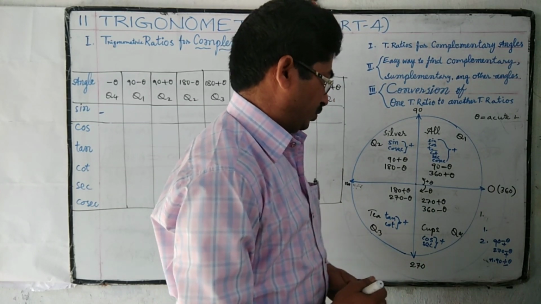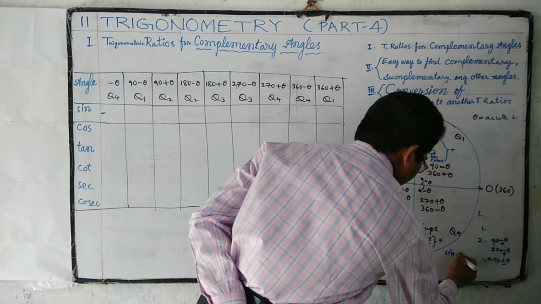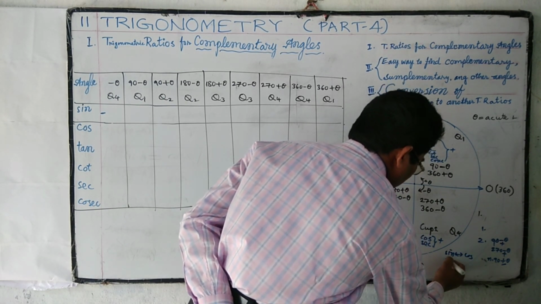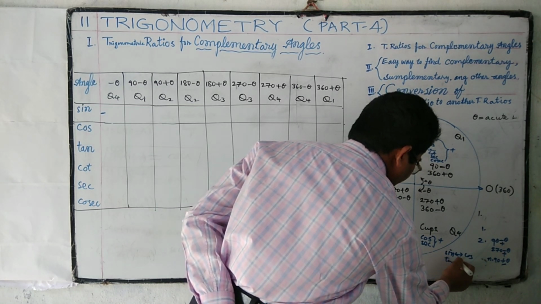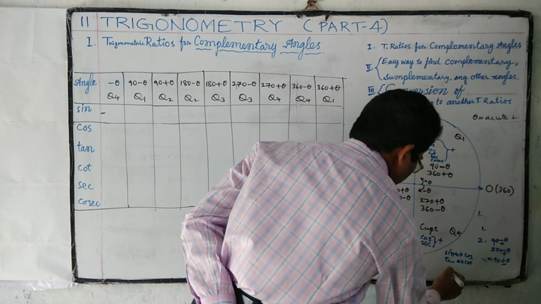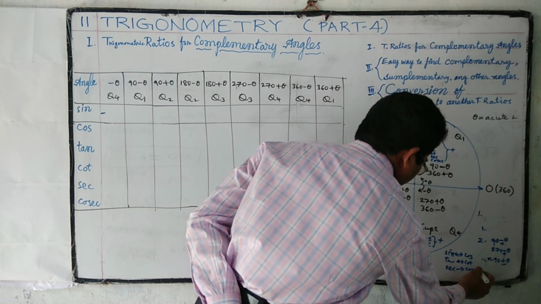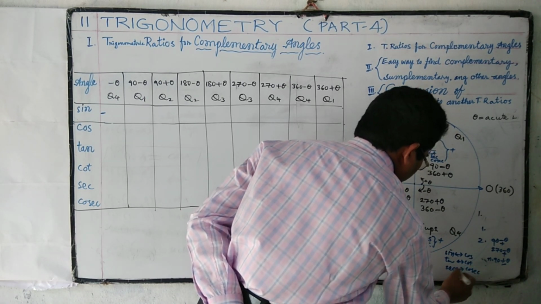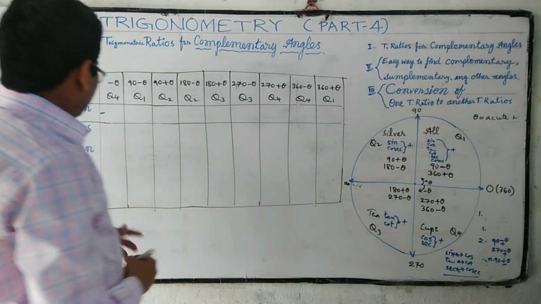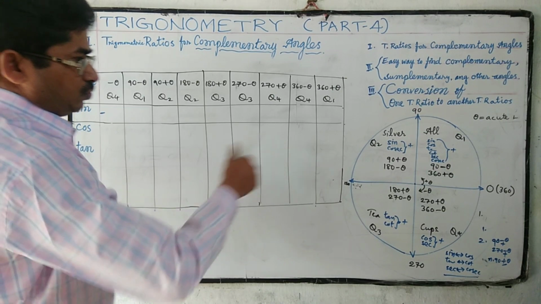How do we have to change? We have to change the function: sine to cos, cos to sine, tan to cot, cot to tan, sec to cosec, cosec to sec. Like this we have to change the function. So now we can complete this table easily using those two tips.